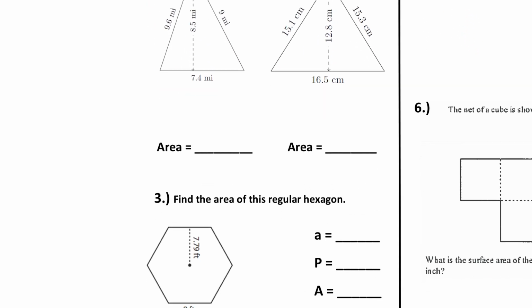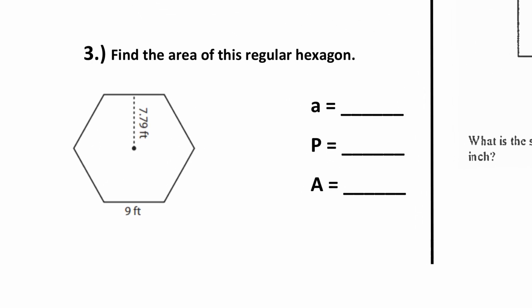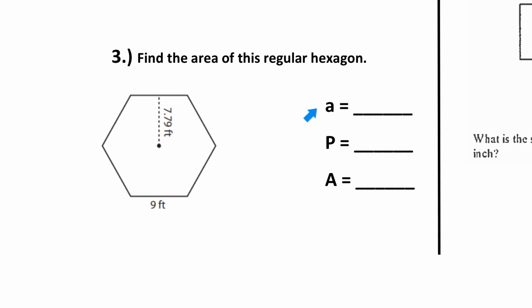Area of the triangle, I'll let you do that. Let's look at number 3 down here. Find the area of this regular hexagon. What does this lowercase a stand for within this context? The apothem. How long is the apothem for this hexagon? 7.79. What does this capital P stand for? Perimeter. It says this is a regular hexagon, so all the sides are the same, all 9. We're going to add up 9 how many times? 6 times. So the perimeter of that hexagon is 54.